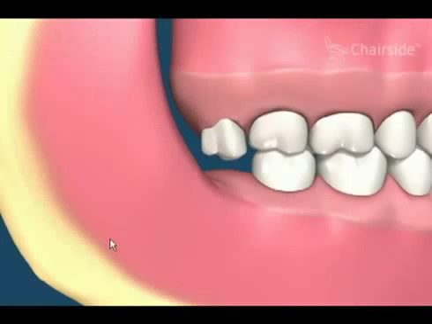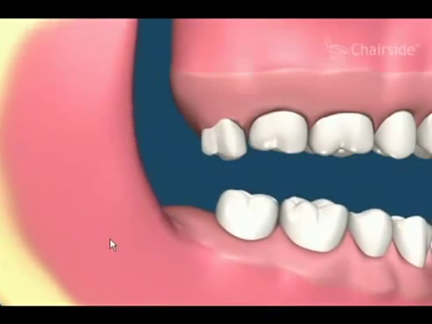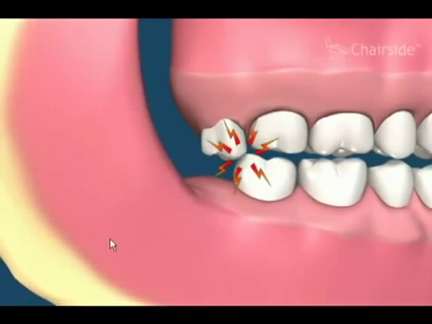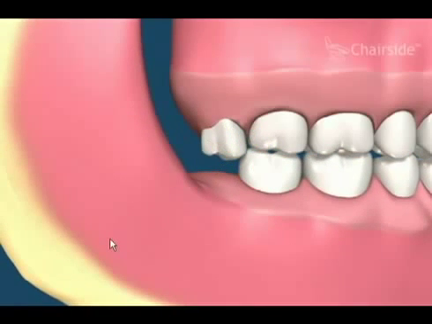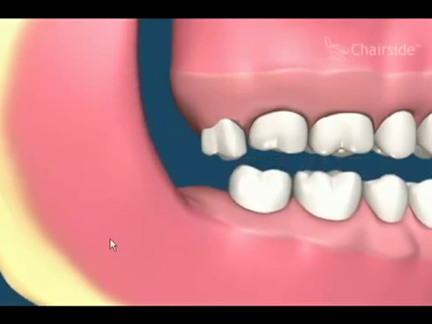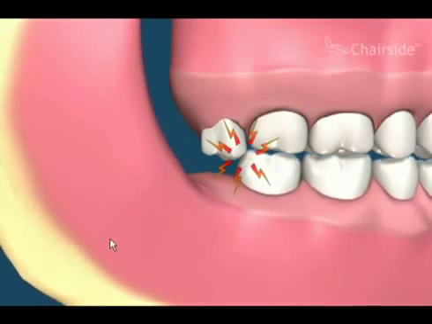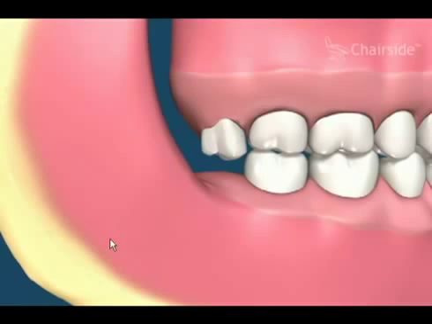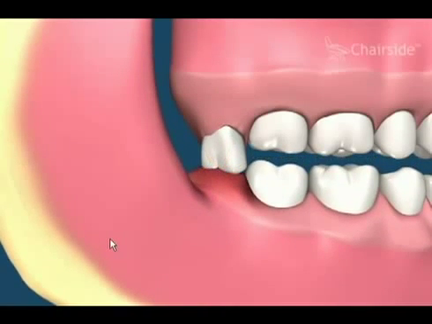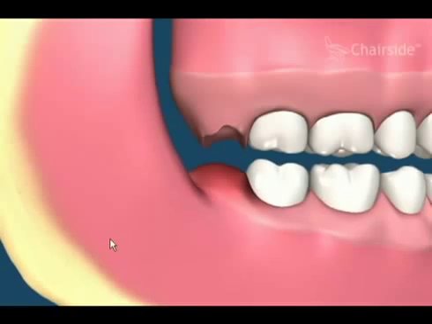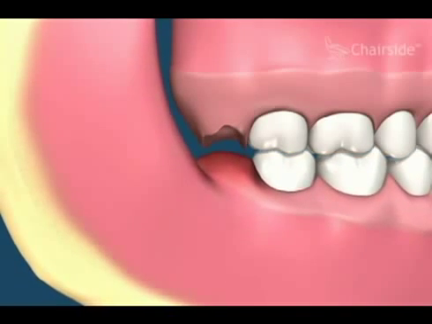If the upper wisdom tooth does not touch a lower tooth, then it should also be removed. It will over-erupt, causing biting problems. It will also cause gingival inflammation due to tissue trauma. Removing it at the same time prevents this complication, and the patient has only one surgical appointment.